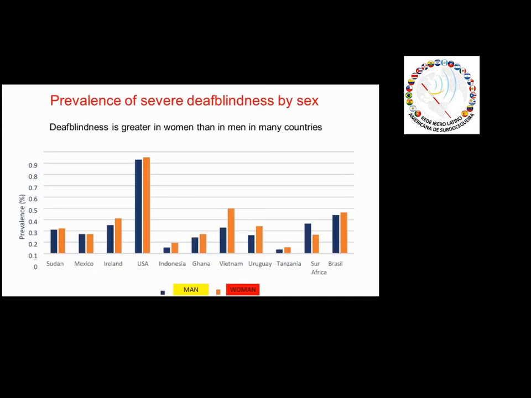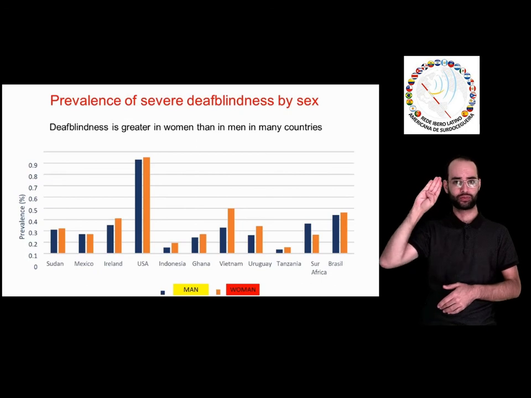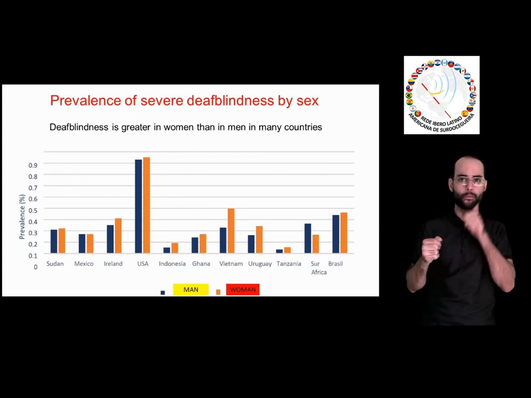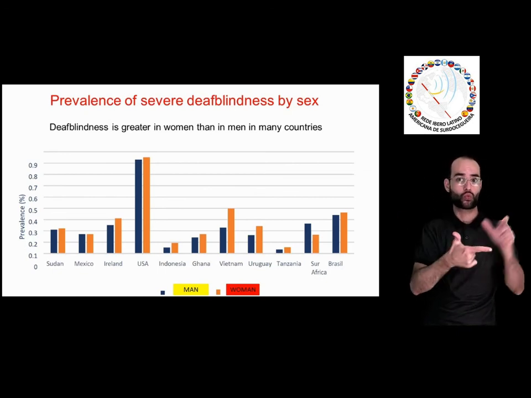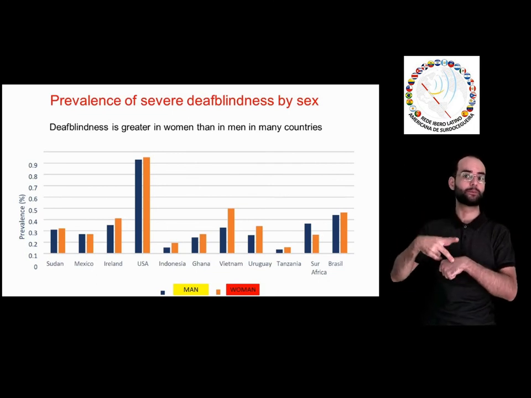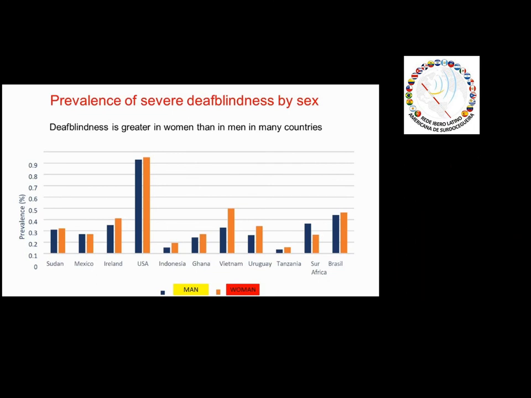8th slide. On the top, in red ink, centered, it's written: prevalence of severe deafblindness by sex. Right below, in black ink, is written: deafblindness is greater in women than in men in many countries. Below is a graphic. In the vertical is written prevalence and the numbers in percentage. 0%, 0.1% to 0.9%. On the horizontal line are written names of the 11 countries that have presented data. Sudan, Mexico, Ireland, USA, Indonesia, Ghana, Vietnam, Uruguay, Tanzania, South Africa, and Brazil.